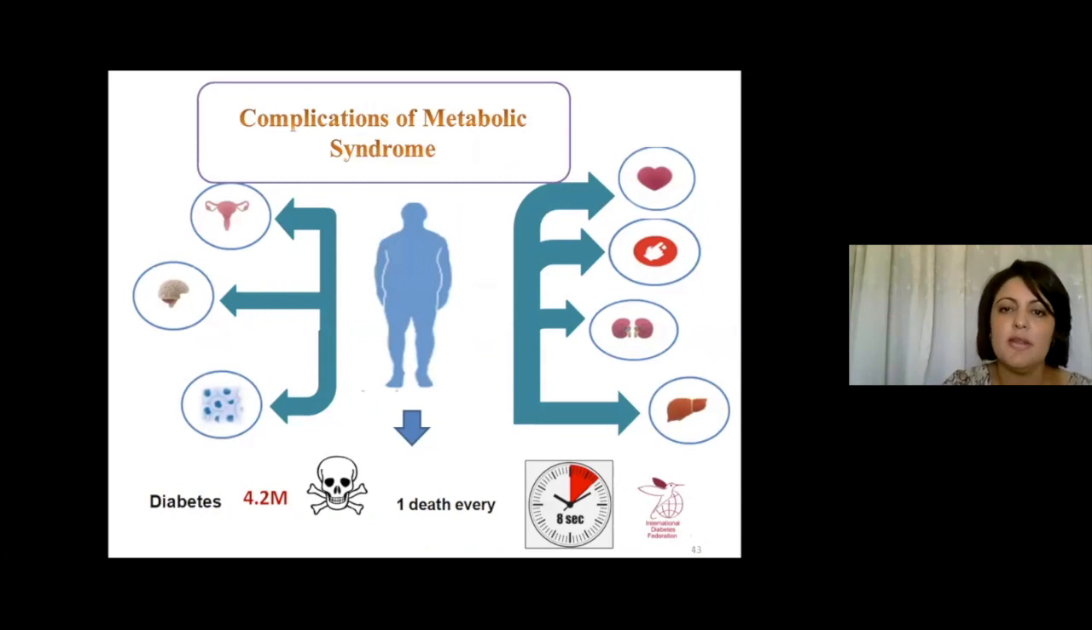And also, you can see here in this figure that these complications can affect several organs and several tissues. And according to the International Diabetes Federation, metabolic syndrome, which is leading to diabetes, for example, causes more than 4 million deaths every year due to diabetes, which is equivalent to 1 death every 8 seconds.